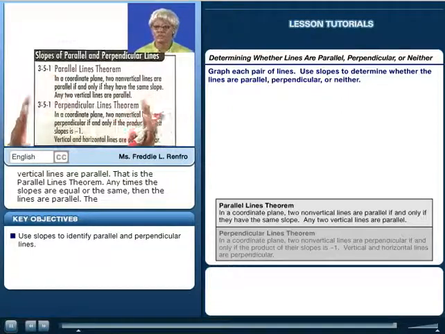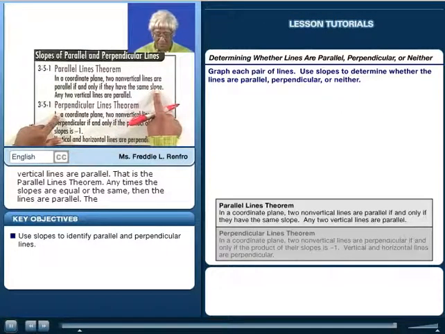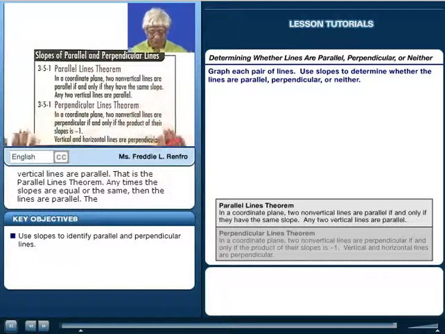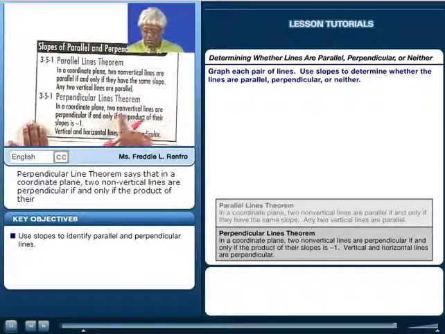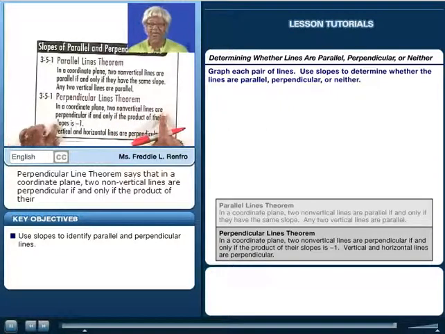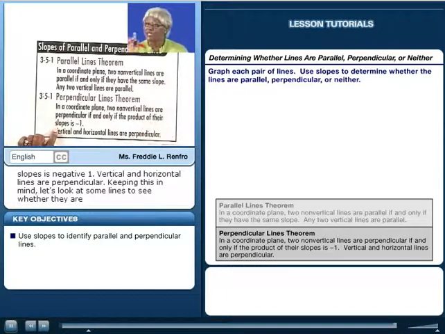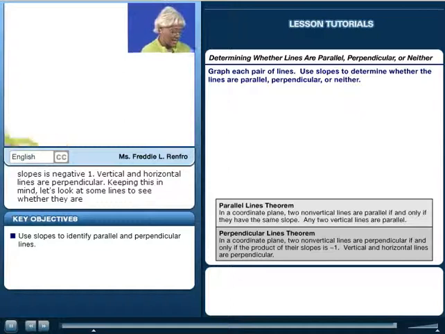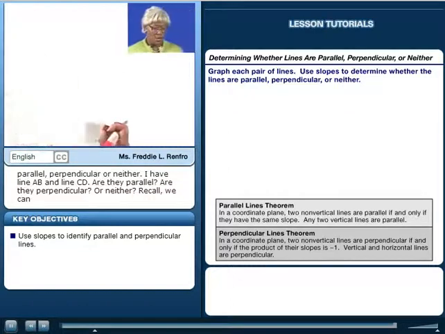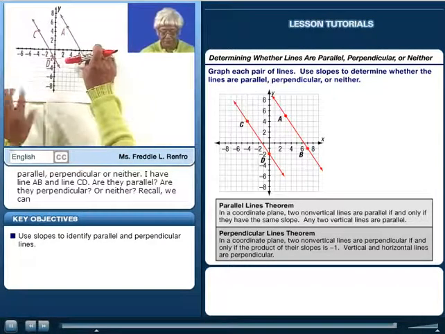So anytime the slopes are equal or the same, then the lines are parallel. The perpendicular line theorem says that in a coordinate plane, two non-vertical lines are perpendicular if and only if the product of their slopes is -1. Vertical and horizontal lines are perpendicular. Keeping this in mind, let's look at some lines to see whether or not they're parallel, perpendicular, or neither.